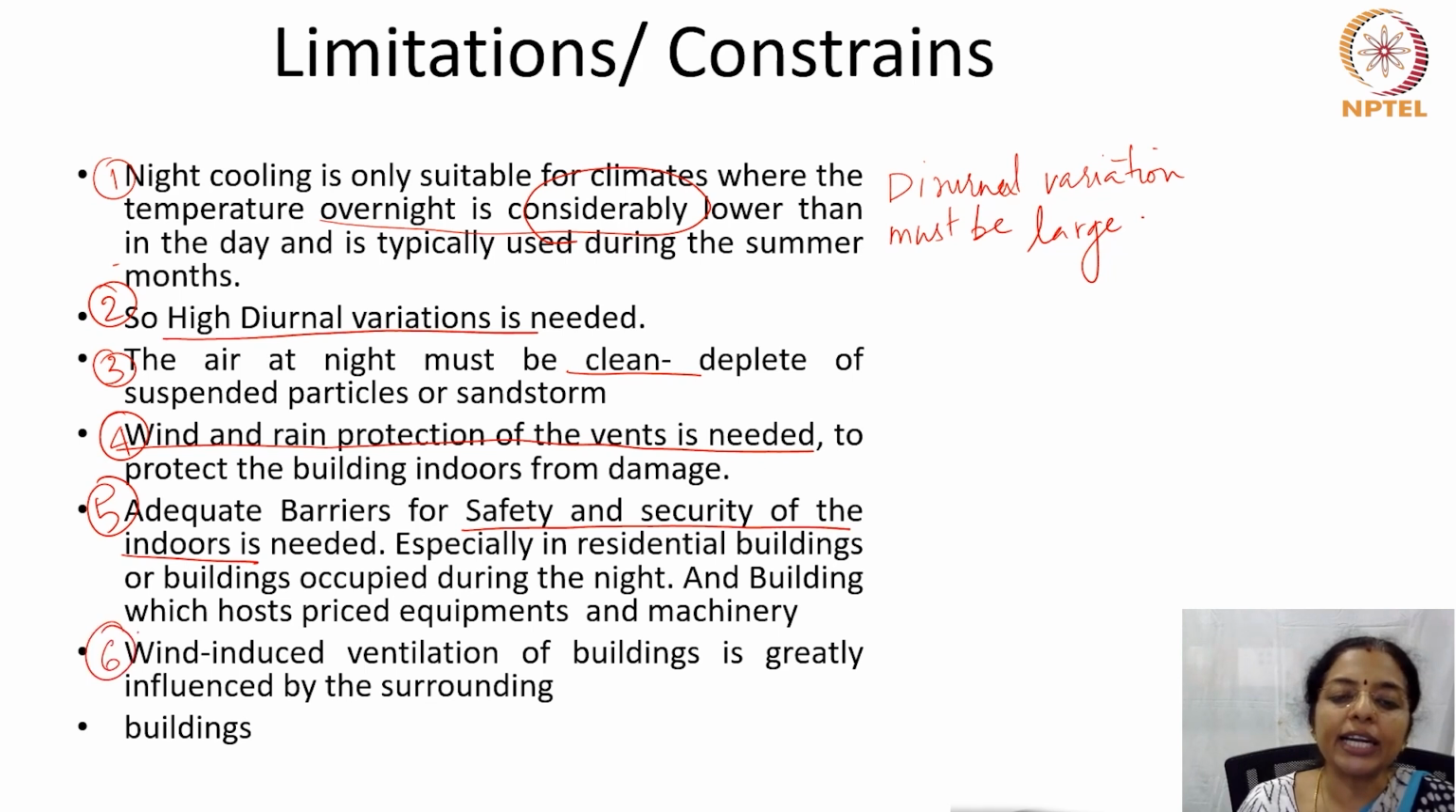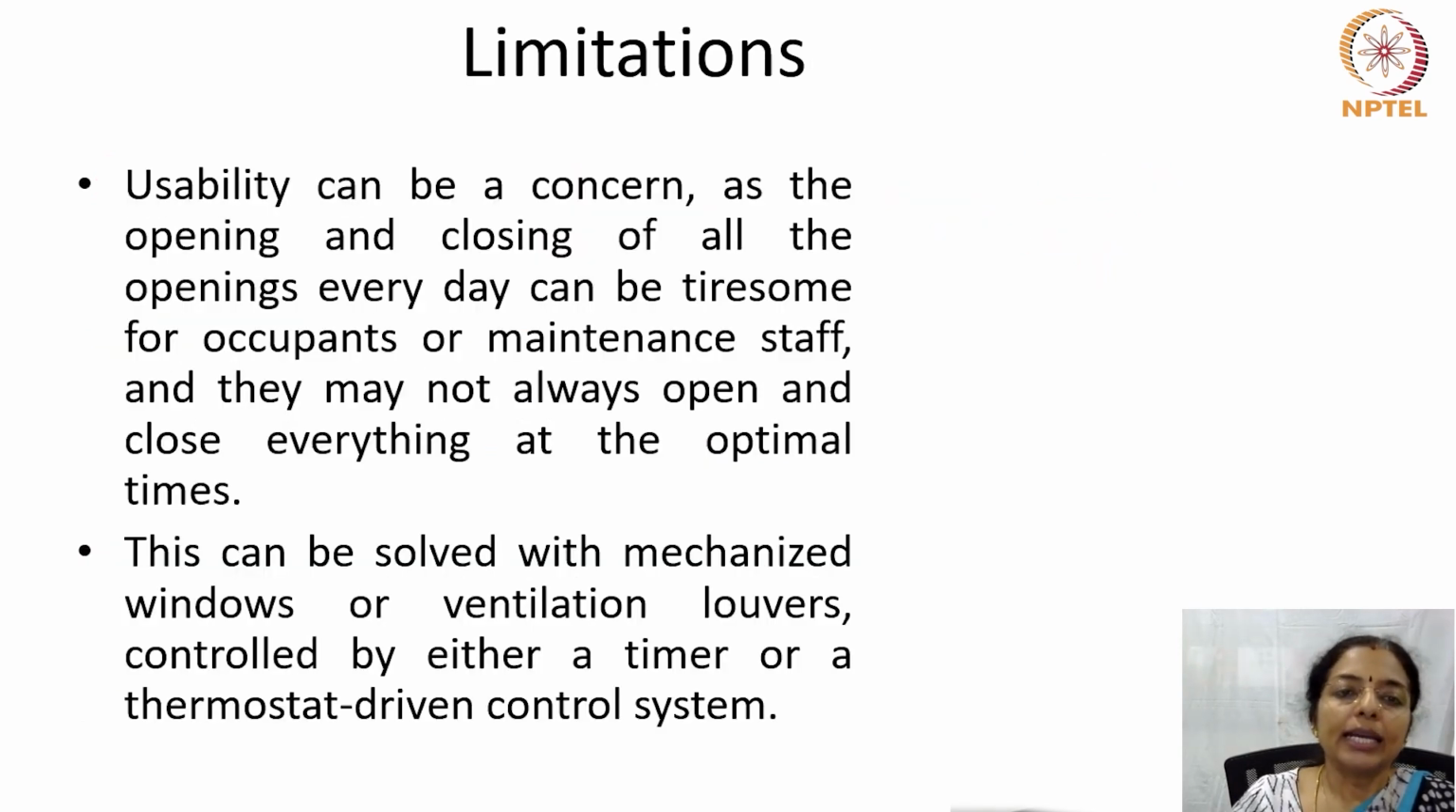Sixth, wind-induced ventilation of buildings is greatly influenced by surrounding buildings. So if there are too many adjacent buildings which do not permit cool breeze to enter the building, then night ventilative cooling or night flushing will not be effective. Then usability can be a concern, as opening and closing all the windows can be very tiresome for the occupants or maintenance staff, and they may not always open and close everything at the optimal time.